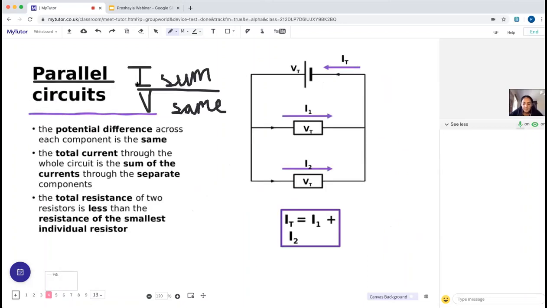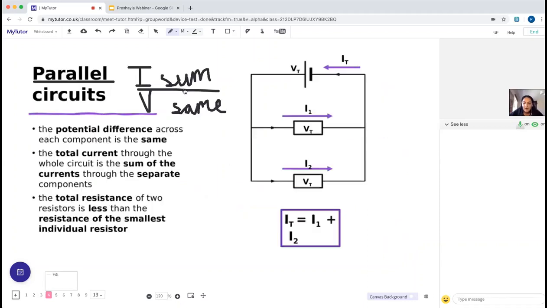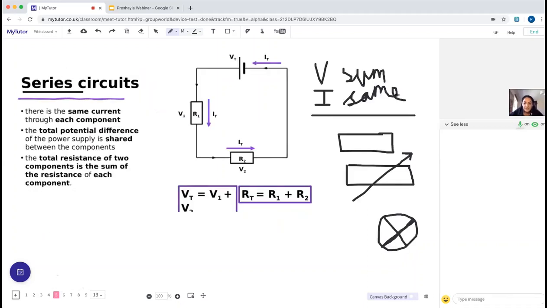If you just remember I sum, then you know that V must be same. And if you remember I same, then you know that V must be sum. So that's how I remember them. Parallel, I sum; series, I same.